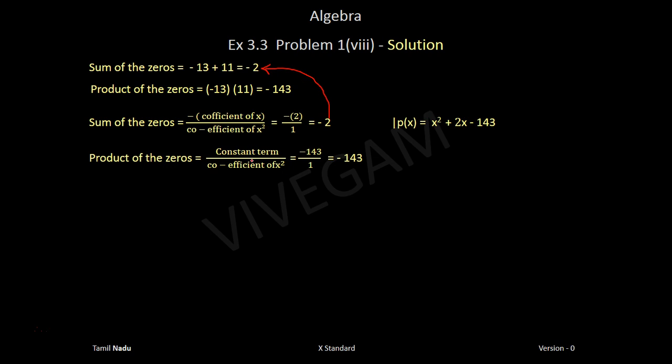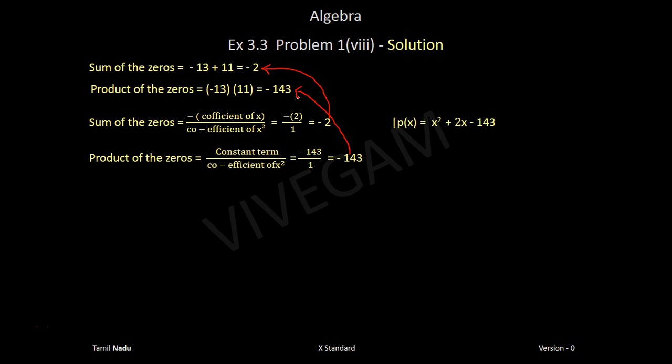Next, the product of the zeros is the constant divided by the coefficient of x square. The constant in this case is minus 143, and the coefficient of x square is 1. So it's minus 143 divided by 1, which is minus 143. And that is what we also got when we calculated from the actual zeros. So the relationship is also proved.